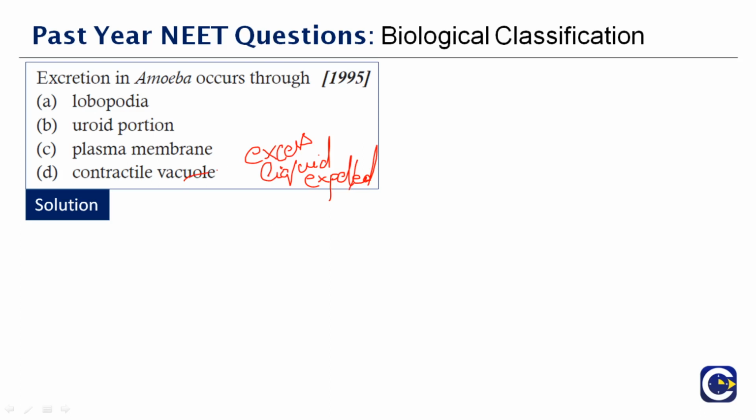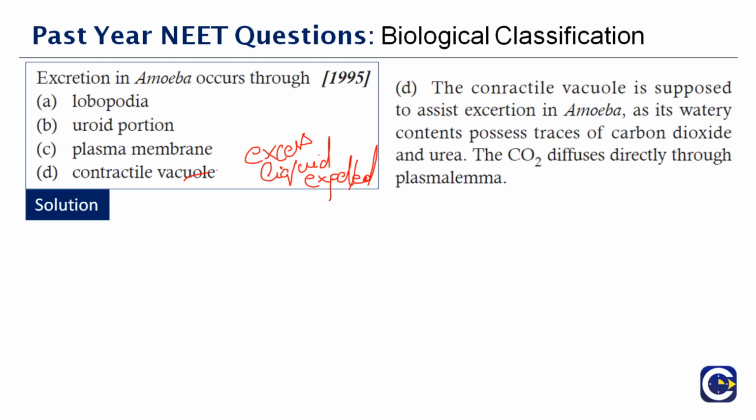They are called the excretory output of a protozoan. The major function is that it maintains the balance in the body by expelling all the unnecessary liquid from the body. Therefore the correct answer to this question is contractile vacuole. It assists excretion in amoeba, not just amoeba but all the protozoans. Its watery contents possess traces of carbon dioxide and also urea. Therefore the correct answer to this question is option D, contractile vacuole.